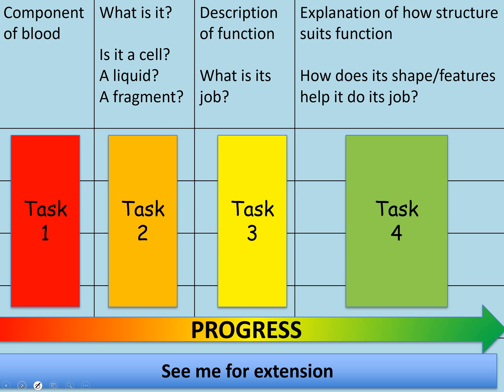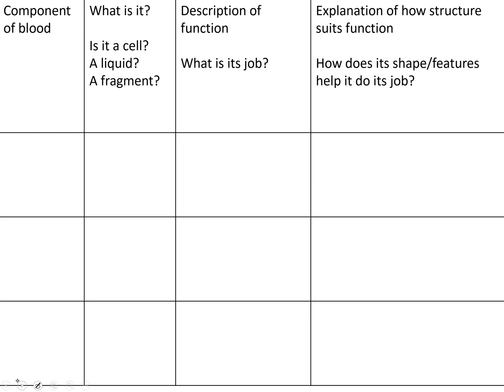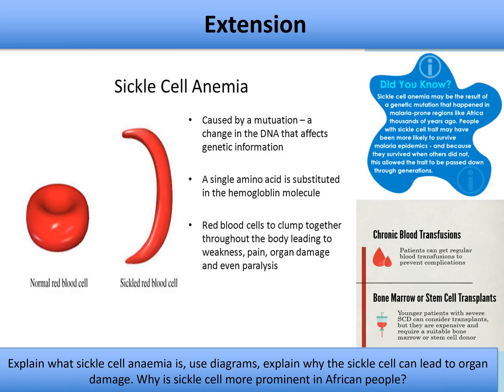If you've completed this task, there is an extension. So there's the table for you to fill in. And I've got some information here about certain blood disorders. So this one is called sickle cell anemia. I want you to read the information that is on the slide, and I want you to explain what sickle cell anemia is, use diagrams, explain why the sickle cell can lead to organ damage, and why sickle cell is more prominent in African people. So there's a couple of questions there for the extension task on sickle cell anemia. So pause the video, use that information to help you answer that.